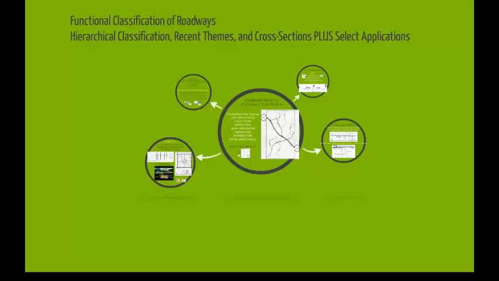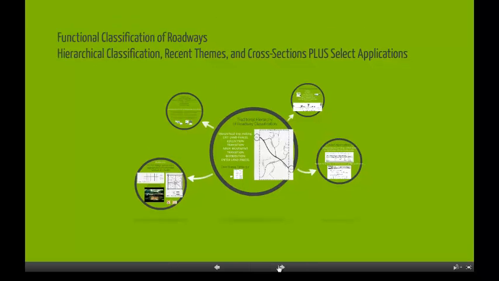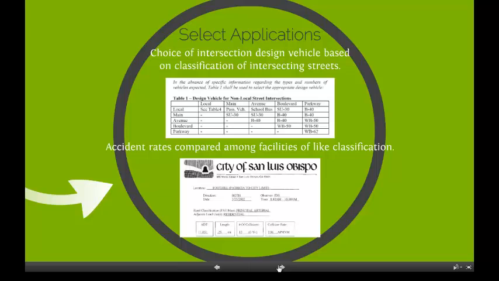Before I begin, let me answer the question, why do I care about functional classification, by pointing to select applications. At the top, we find a table where the design vehicle for the intersection is identifiable in terms of the classifications of the intersecting roads.